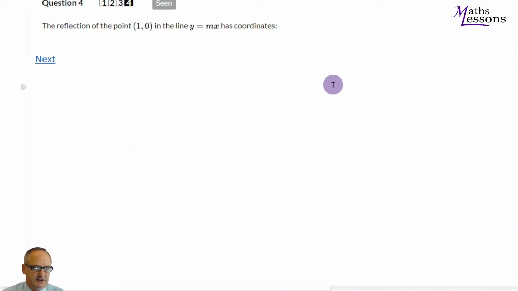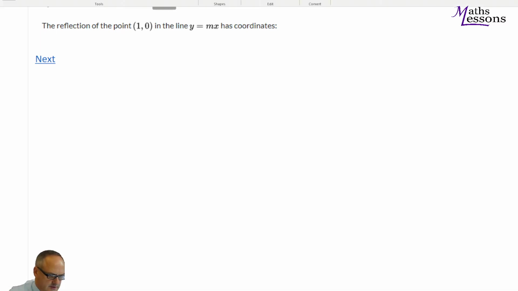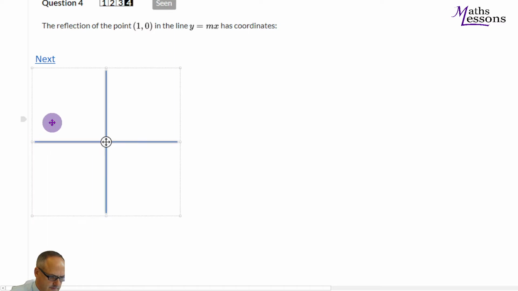Okay, on this question, now this one is really quite a nasty question. You do very well to get this one right if you're a GCSE student. So, going through this question, let's just draw some axes, and let's just draw a line.